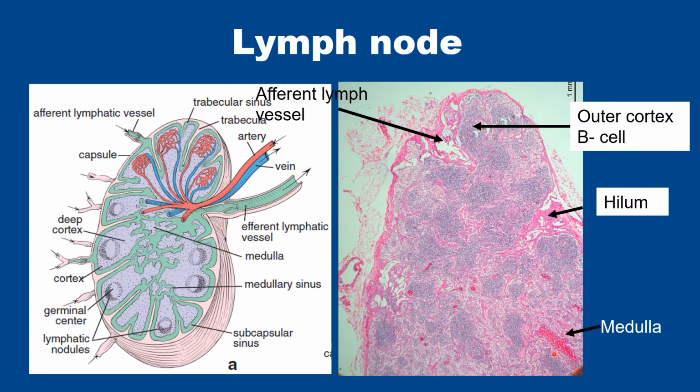The deep part of the lymph node is called the medulla, which contains cord-like structures and sinuses, the medullary cords and medullary sinuses.